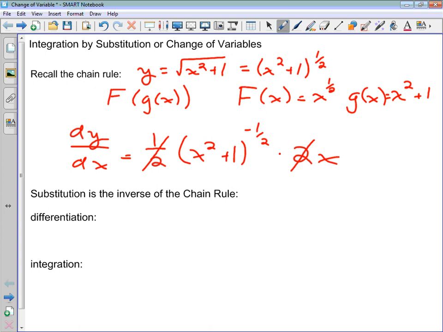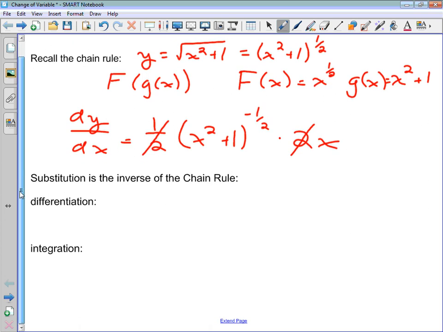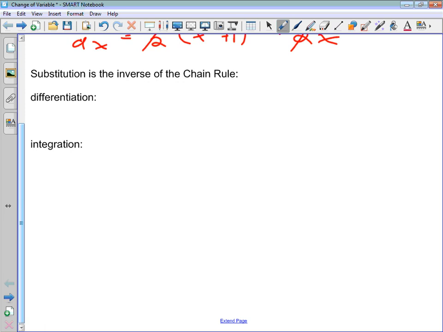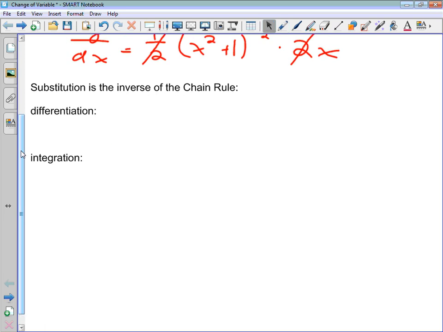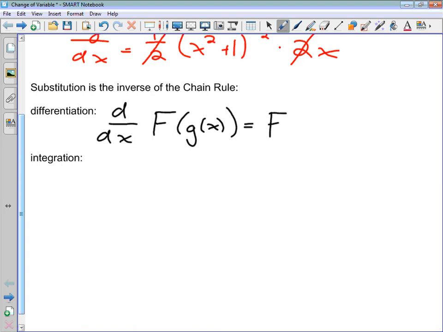So substitution is basically the inverse of this chain rule for differentiation. When we were doing differentiation, if we were to write out the rule here, the derivative with respect to x of f at g at x was equal to f primed at g at x times g primed at x.